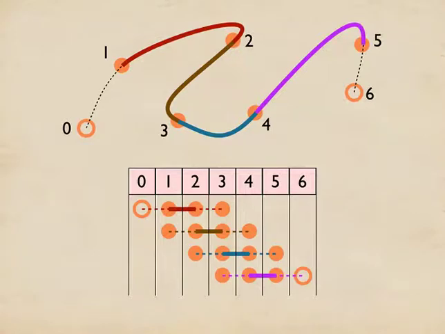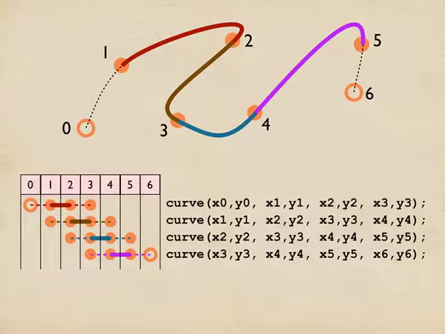That's the secret. Each segment that you draw has only one new point. The first 3 points overlap with the last 3 points of the previous segment. As long as your calls to curve overlap in this way, everything will come out smoothly.